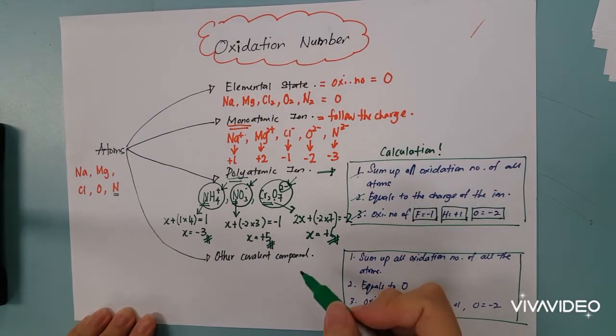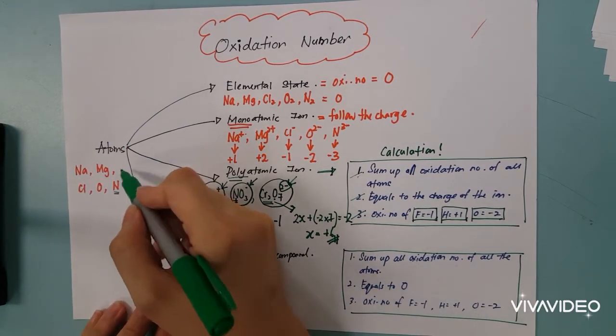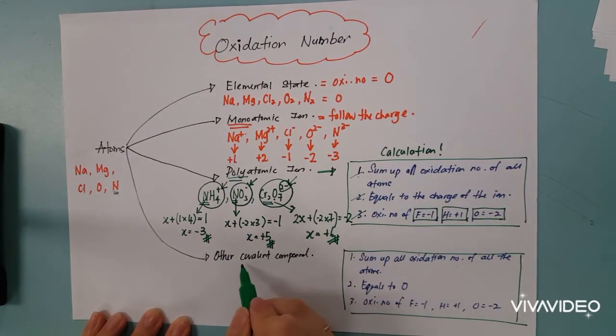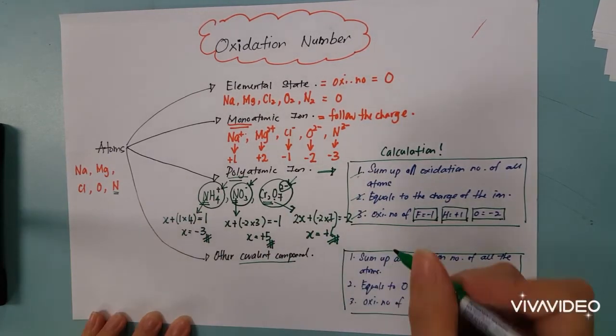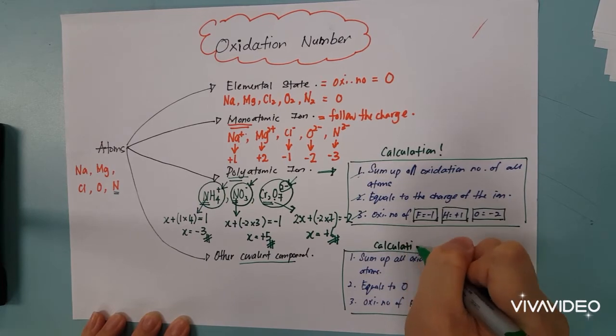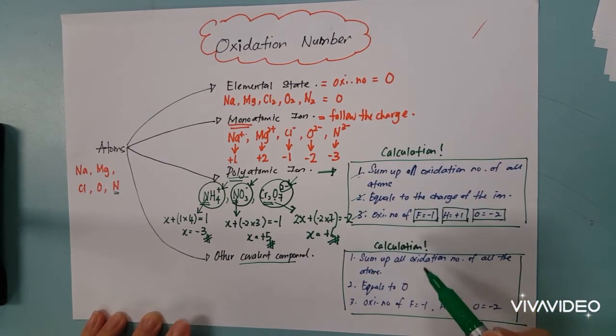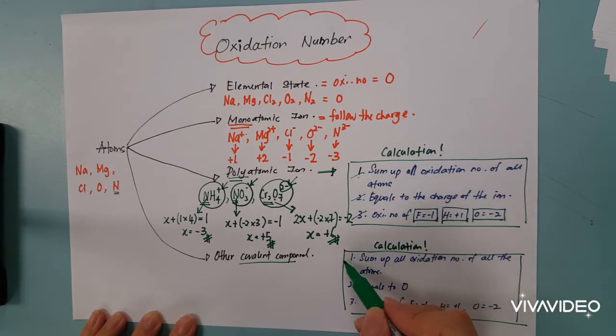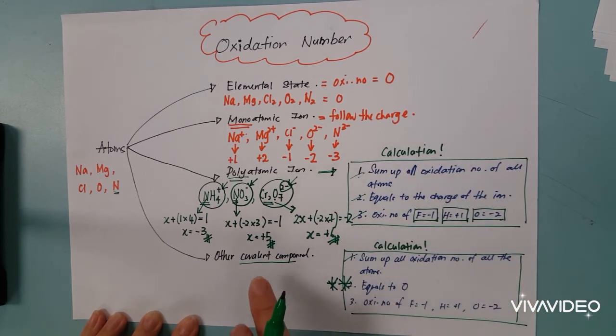Next, we will look into a situation whereby our atoms react with atoms of other elements and form a covalent compound. To find the oxidation number of that particular atom, again, you have to solve through calculation. The rule is pretty much similar to the one above. When you do your calculation, the first thing is you sum up the oxidation numbers of all the atoms. But the difference is at point number 2, when you sum up the oxidation numbers for atoms in a covalent compound, you let it equal 0.